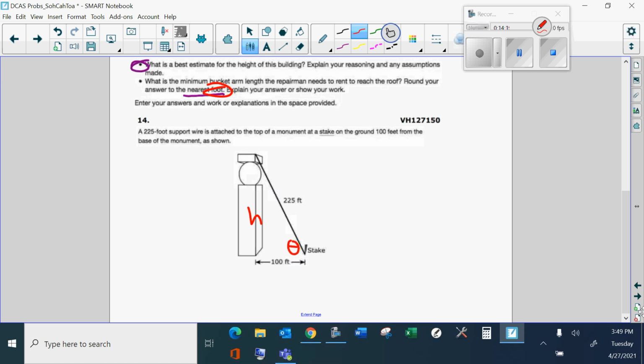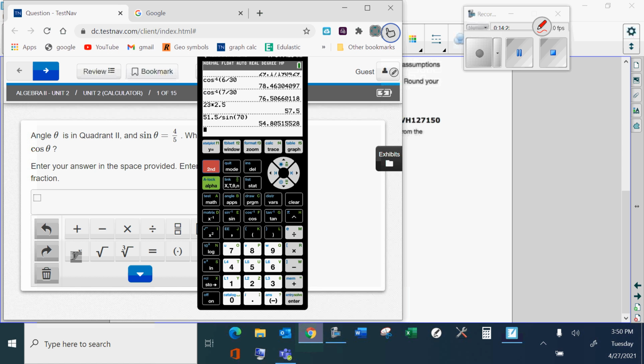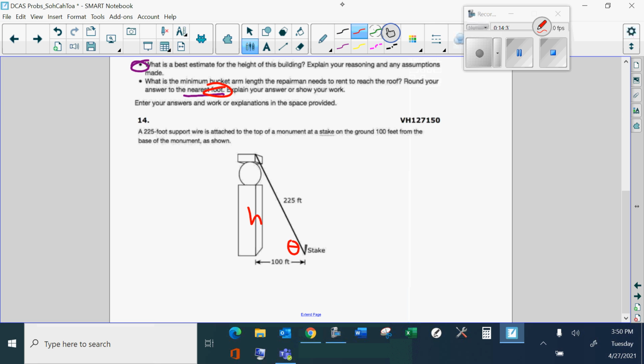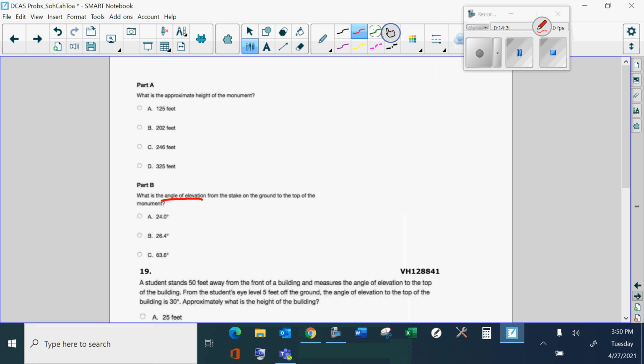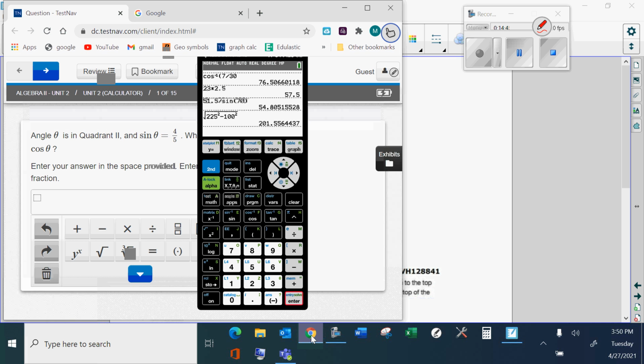Okay, to get the height, we just do the Pythagorean theorem. The square root of 225 squared minus 100 squared. Bring it outside. Enter. 202 feet would be the approximate answer. So 202. Where do we see that? Right there. And now we want the angle measure of theta. We know that is, where do I go? Back here.